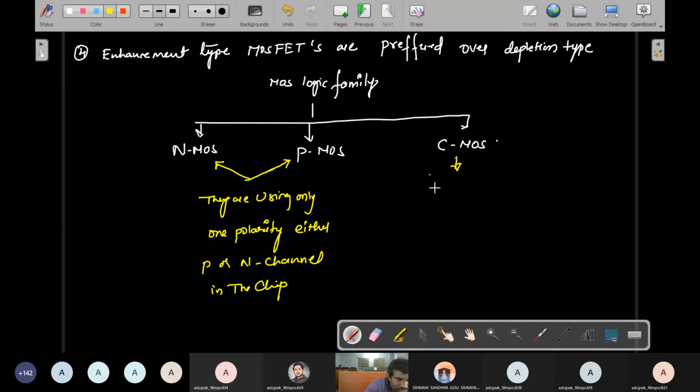But in the case of CMOS, both polarities are used in the common chip. Both polarities are used in the chip. So this is about CMOSFET.